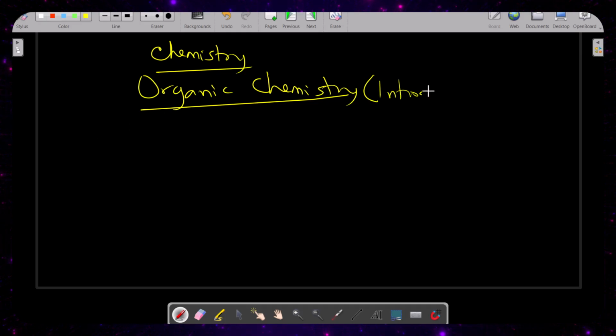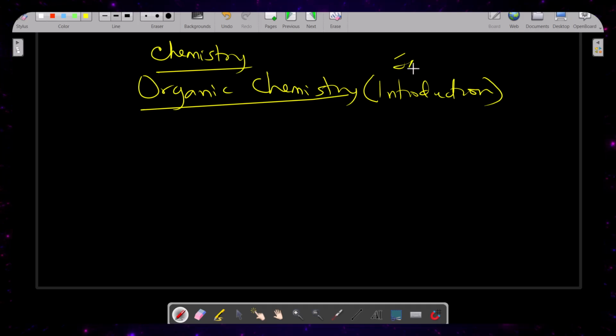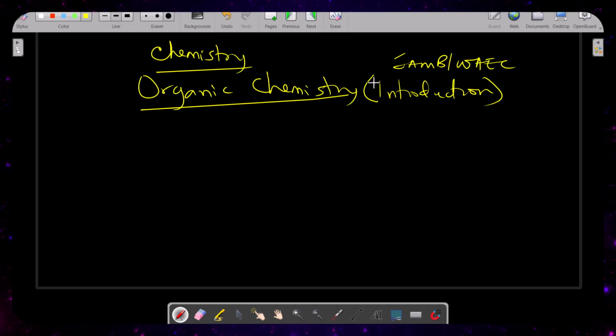I'm going to do a lot of introduction in this section because it's not possible for me to teach you everything you need to know here. This is for those getting ready for JAMB and WAEC. For these exams, they mostly focus on IUPAC nomenclature, so I'll be spending more time on IUPAC nomenclature in the subsequent parts.